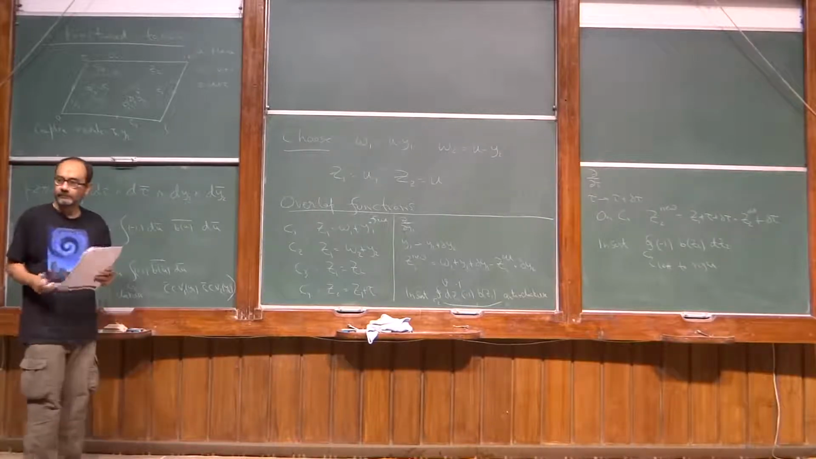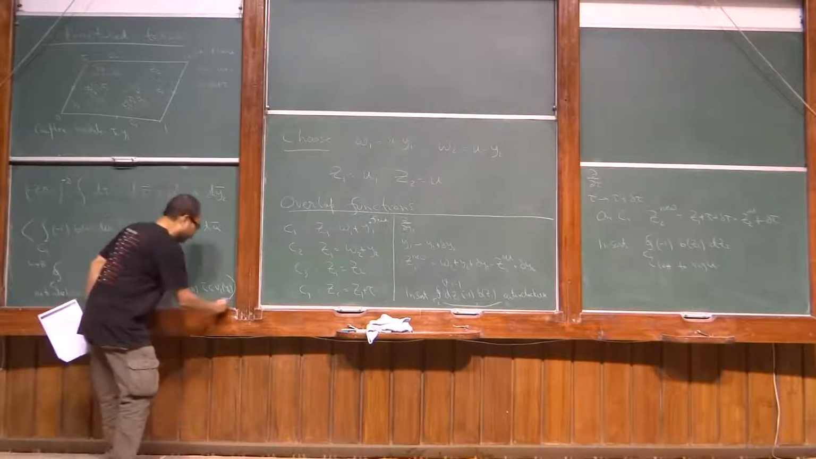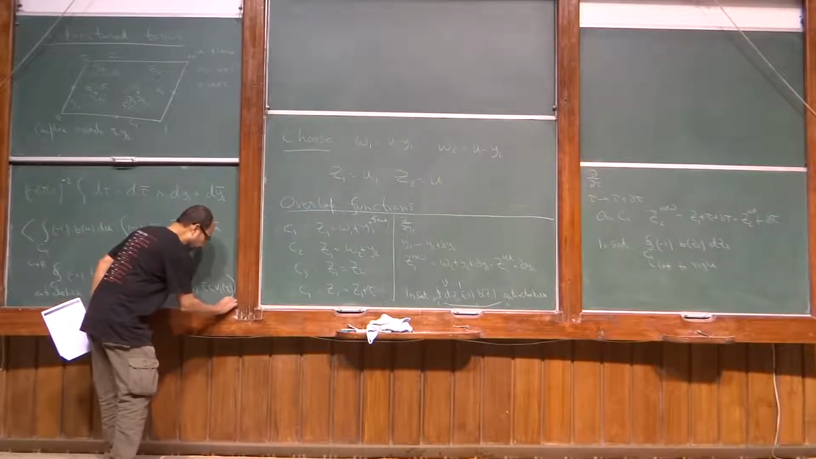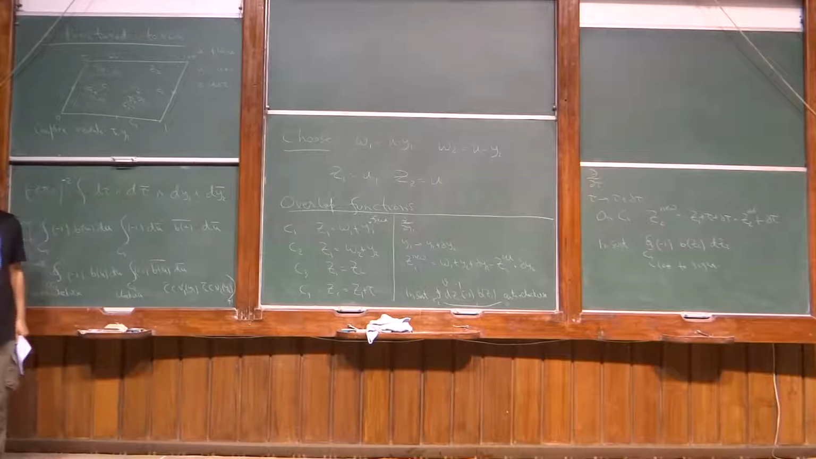So this expression depends on tau. Pardon? Well, this correlation function has to be calculated on the torus. So from that, the tau dependence will come.